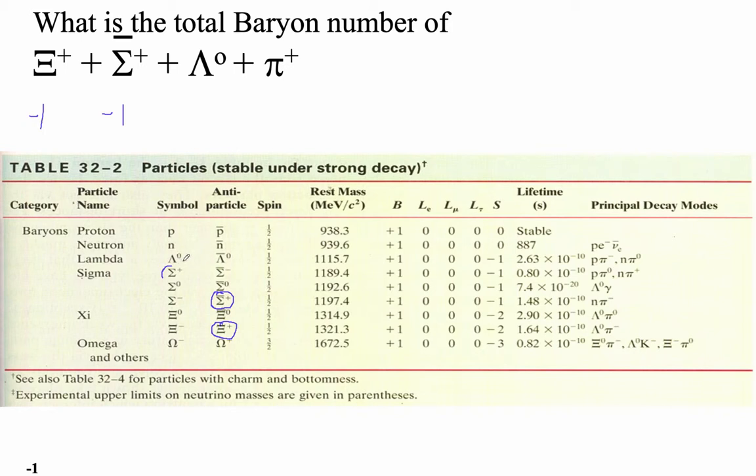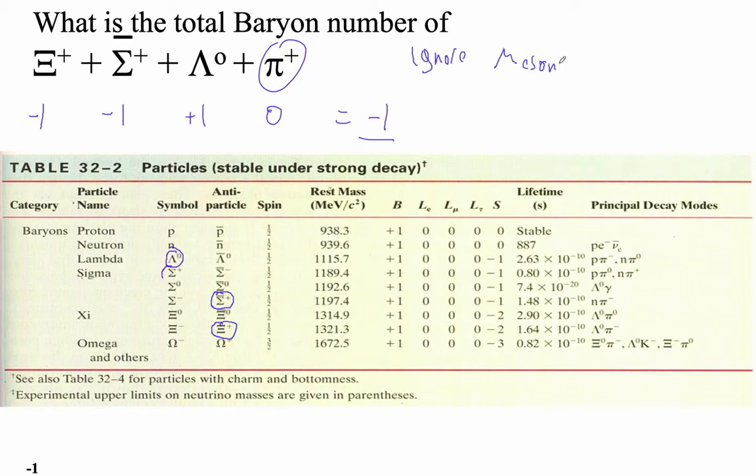Okay, and then a lambda naught is here. So that's +1. And then a pion is not a baryon, so that's a 0. Okay, and you'll see that in the hadron reference. So if I give you a meson, you know, it's not a baryon, guys. All right, so this adds up to -1. Okay, so just ignore mesons.